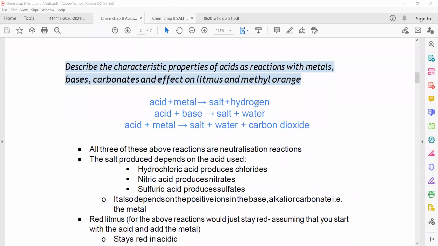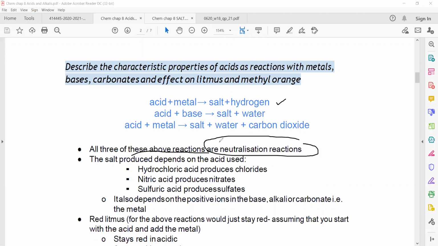So acid reacts with metal, giving salt and hydrogen. This salt which is formed is not a solid, it is a soluble salt, aqueous. And if we want to remove the salt from the solution, we use crystallization or evaporation. Acid reacts with metal carbonate, not only metal, to give salt, water and carbon dioxide. All three of these reactions above are known as neutralization reactions.